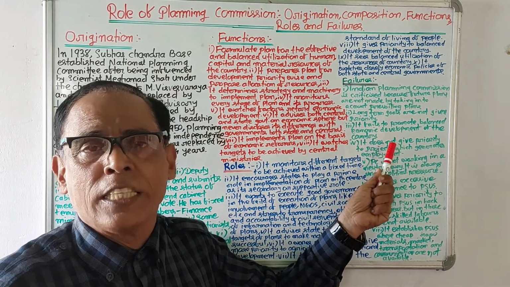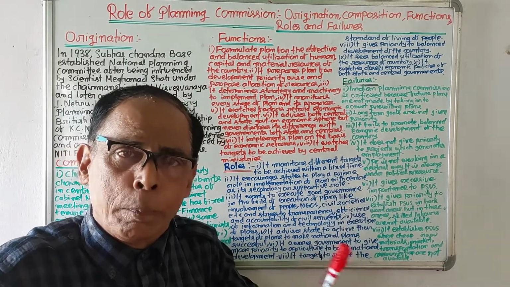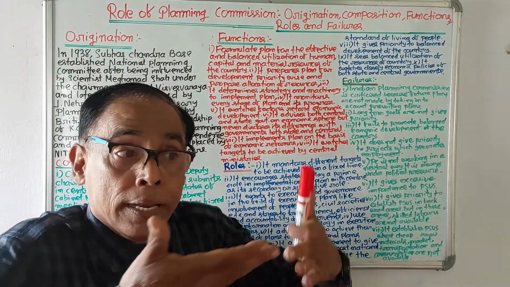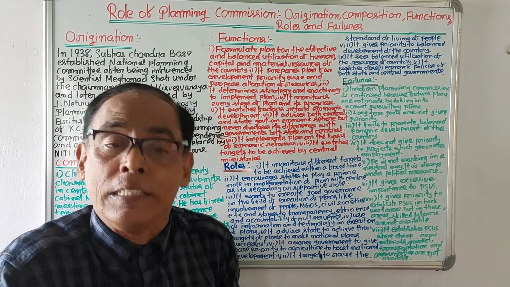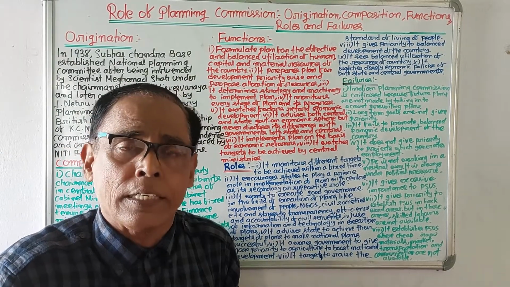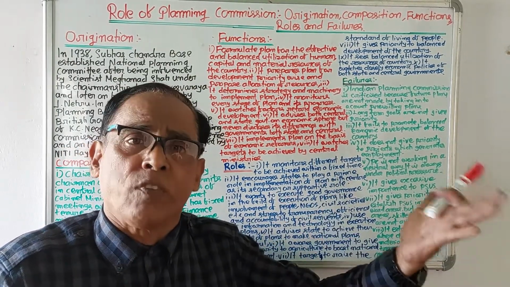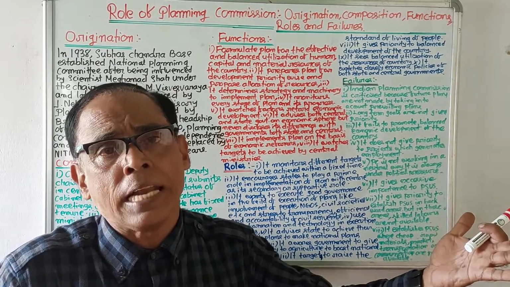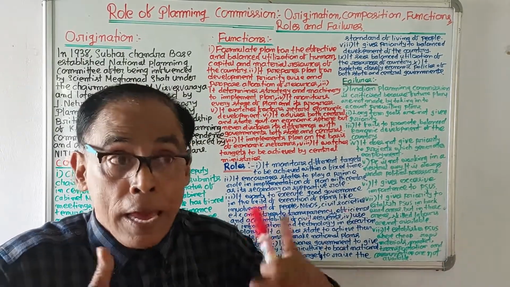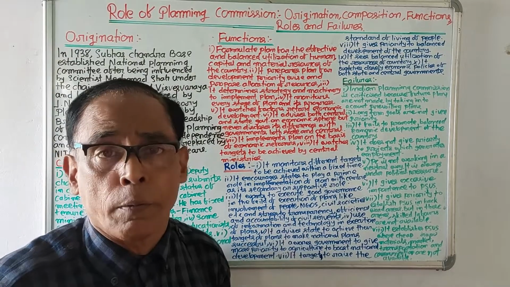Number three, it fails to promote balanced economic development of the country. Planning Commission of India has been criticized because till now it fails to promote balanced development of the country. Due to this reason, in India at present, some regions have developed, some regions till now have not developed.